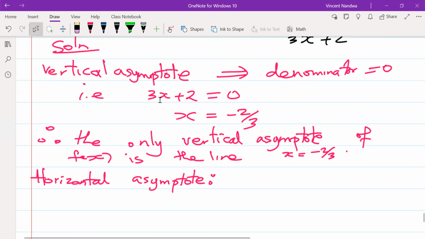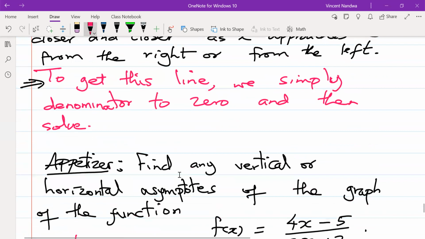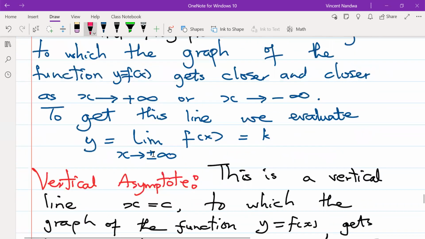So for horizontal asymptote, how do we find it? From the definition? That's an interesting way, George. Yeah, it's expected. Your answer is wrong, but good for learning purposes. Okay, horizontal asymptote, you don't know. So remember, vertical is only where you use the denominator. Horizontal, we get the limit of the function as x approaches plus or minus infinity.